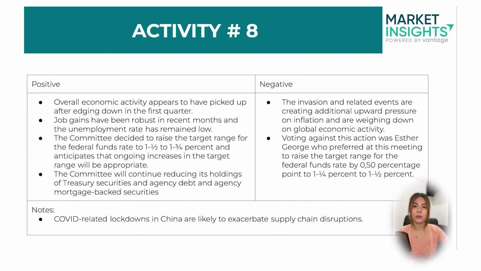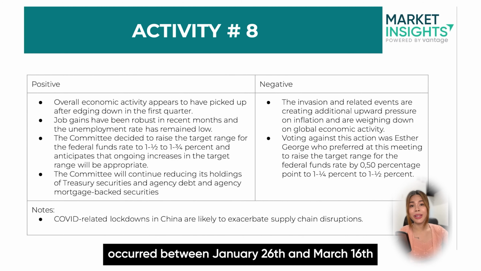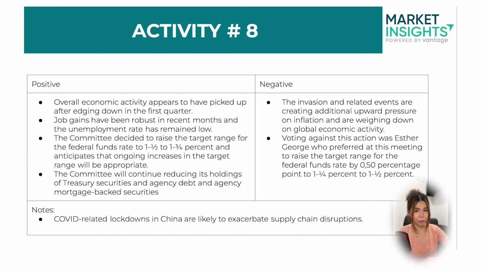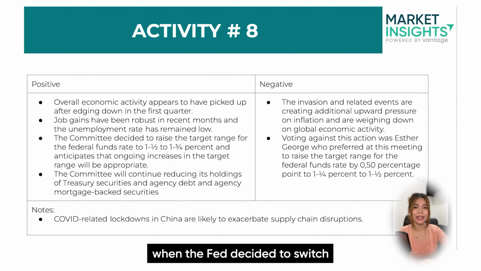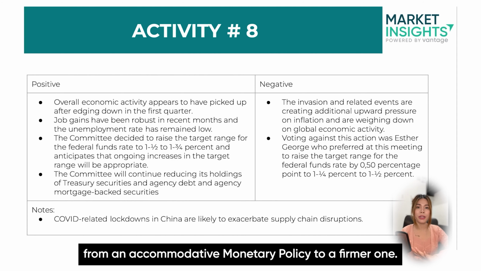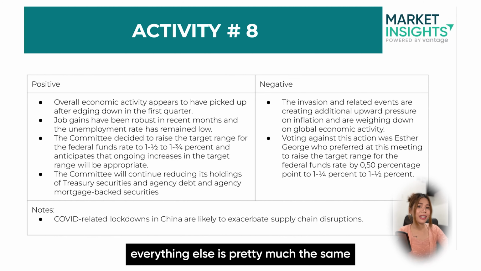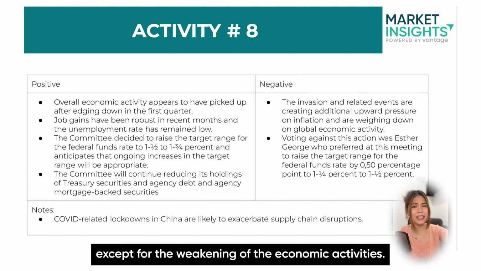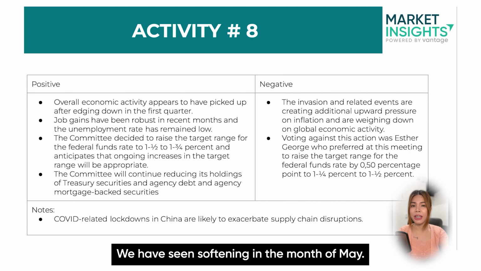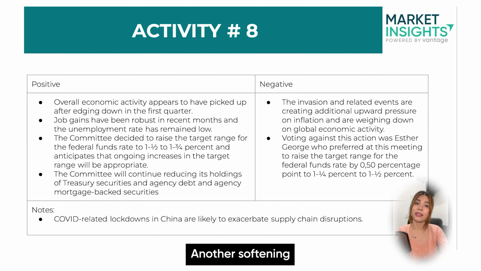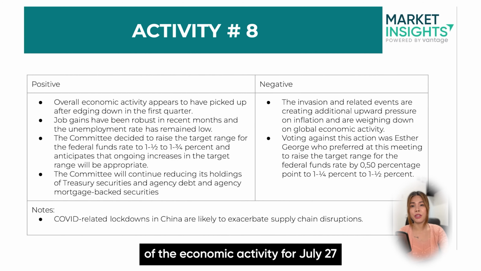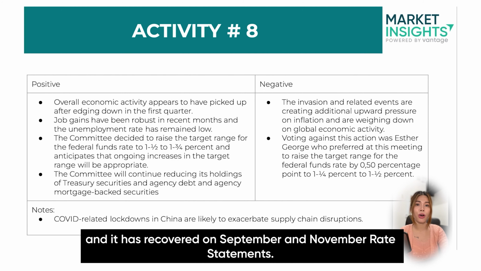For 2022, the change occurred between January 26 and March 16, because that's the period when the Fed decided to switch from an accommodative monetary policy to a firmer one. It was triggered by the Ukraine-Russian war. So far, everything else is pretty much the same, except for the weakening of the economic activities. We have seen softening in the month of May and another softening of the economic activity for July, and it has recovered on September and November rate statements.